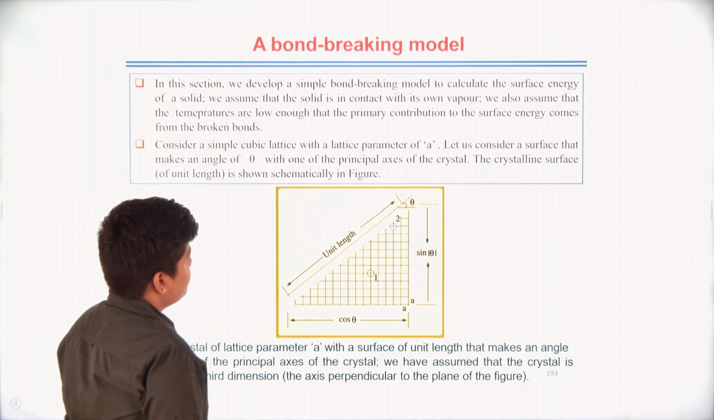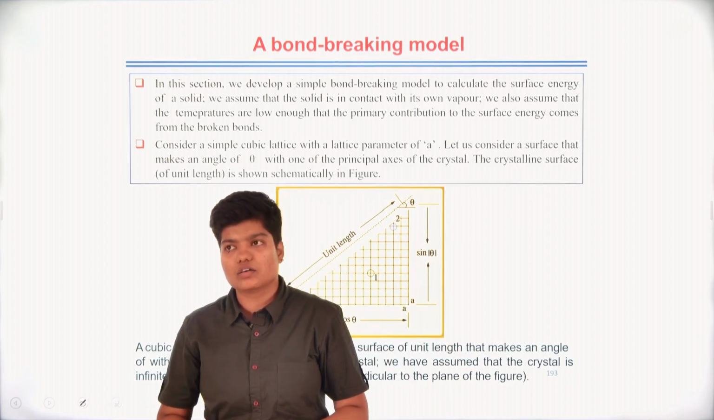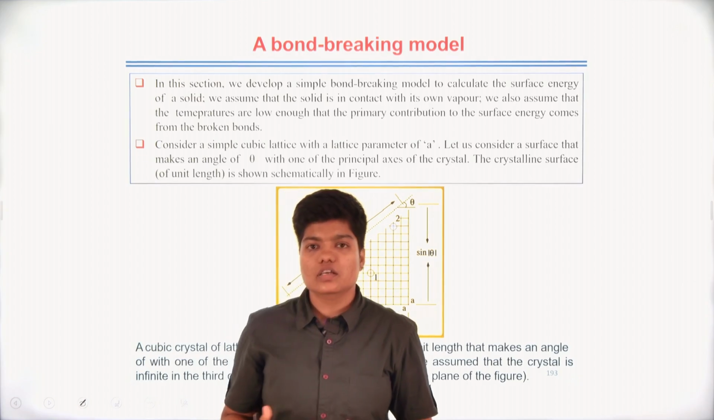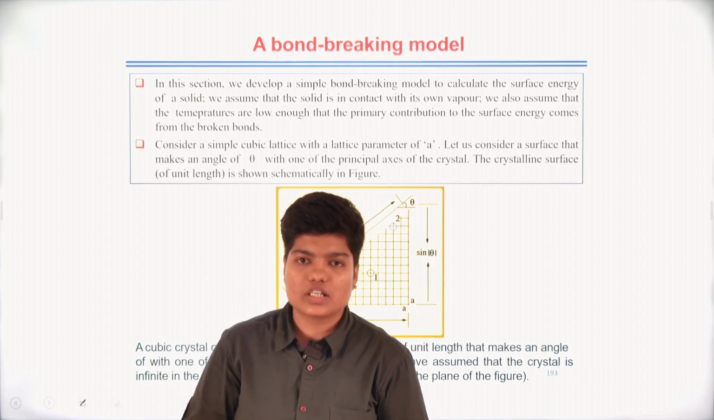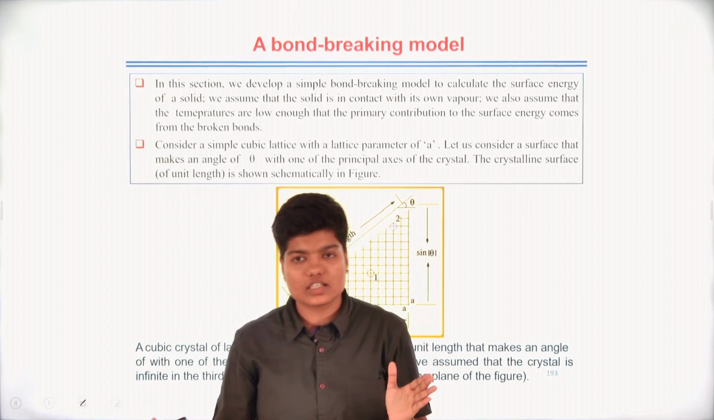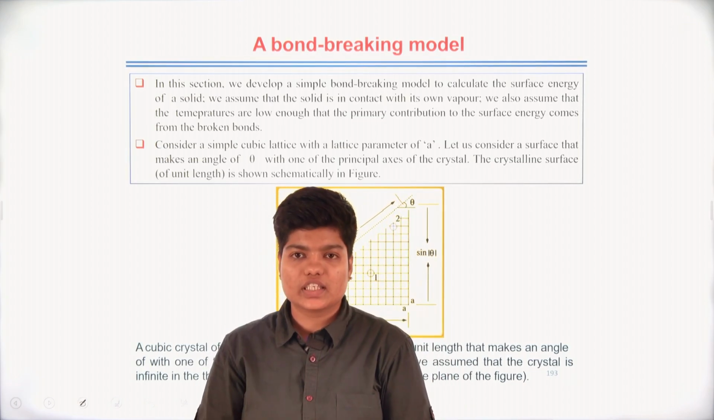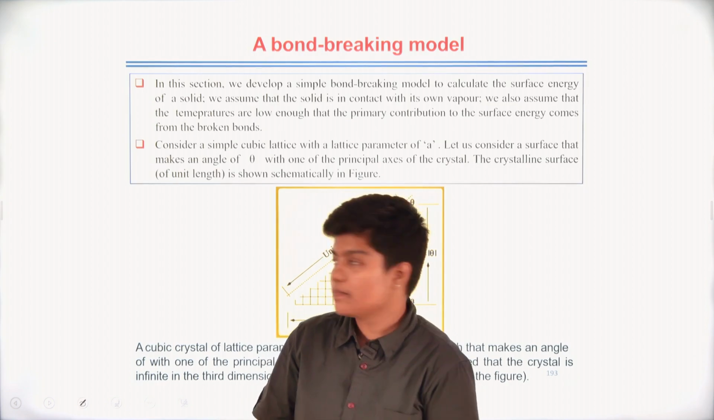Now, the bond breaking model. What does this model tell us, and why does it come up here? The bond breaking model tells us that when two materials come together, one bond will be breaking and another bond will be made.